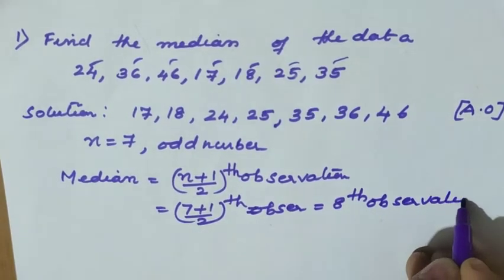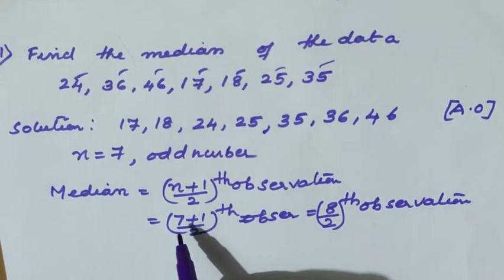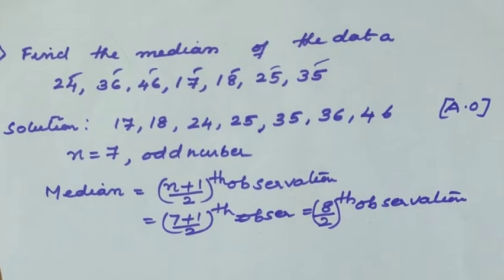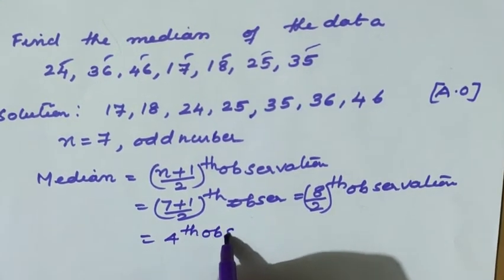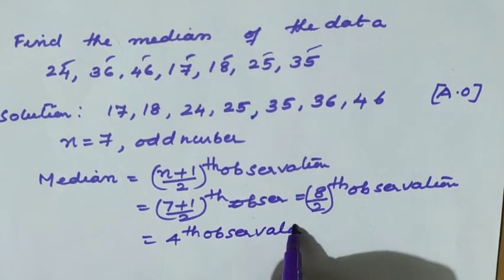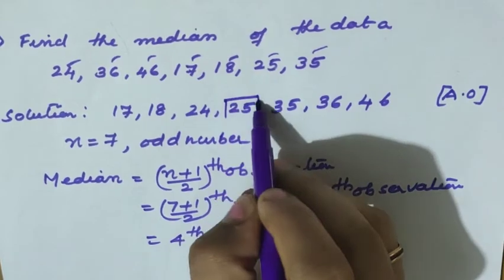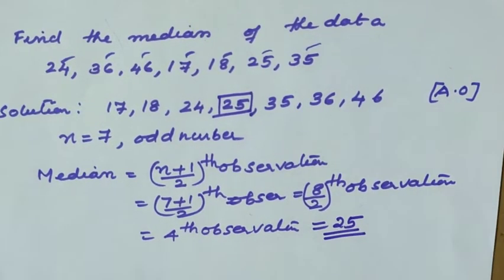8th is not the answer. What is the answer? N is 7, so (7 plus 1) by 2th observation, that is 8 by 2th observation. What is 8 by 2? It is equal to the 4th observation, right? Which is the 4th observation? Count now. 1, 2, 3, 4. Got it? So the value is 25. So this is the median.